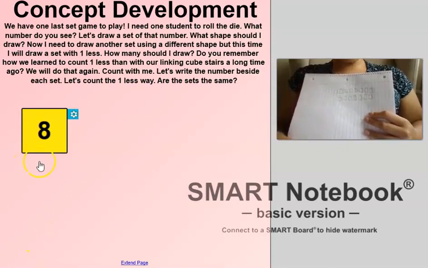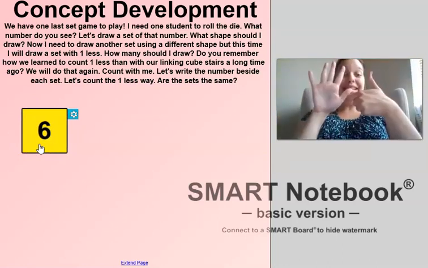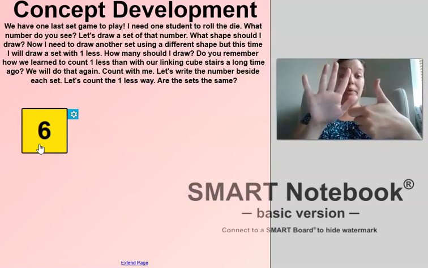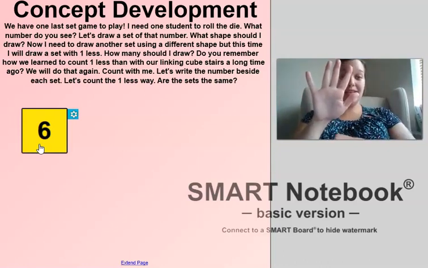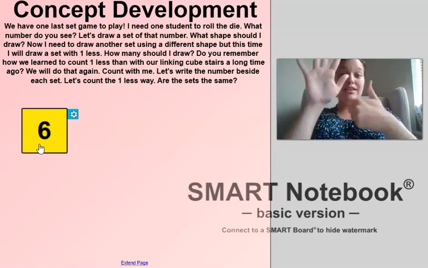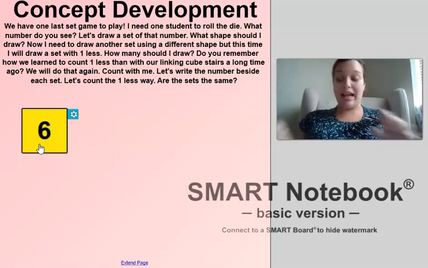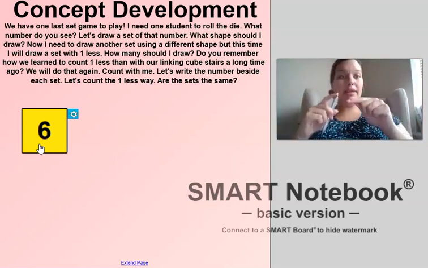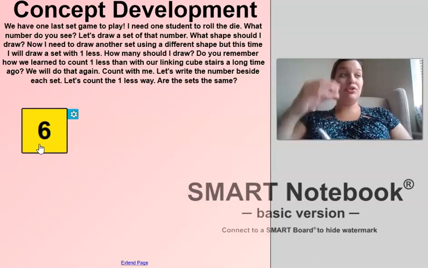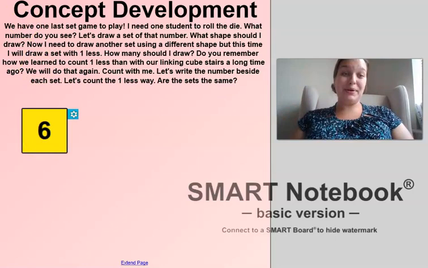Awesome. Let's go ahead and roll the counter again. What's this number? 6. Very good. Can you show me one less on your fingers, please? Let's count. 1, 2, 3, 4, 5. So one less than 6 is 5. I want you to pause me and I want you to draw those two sets. I want you to draw the original number and then a set with one less. Go ahead.